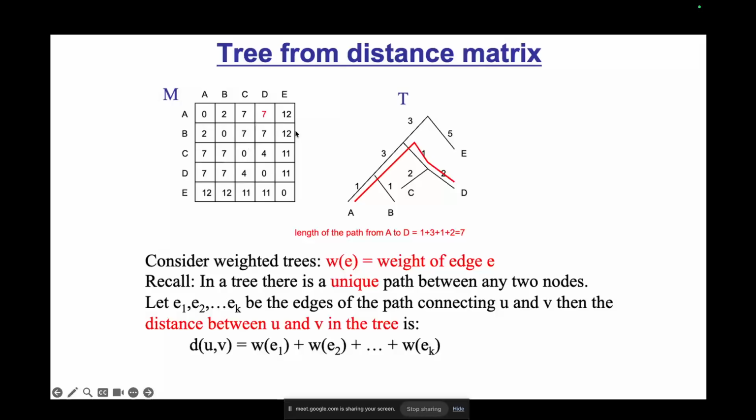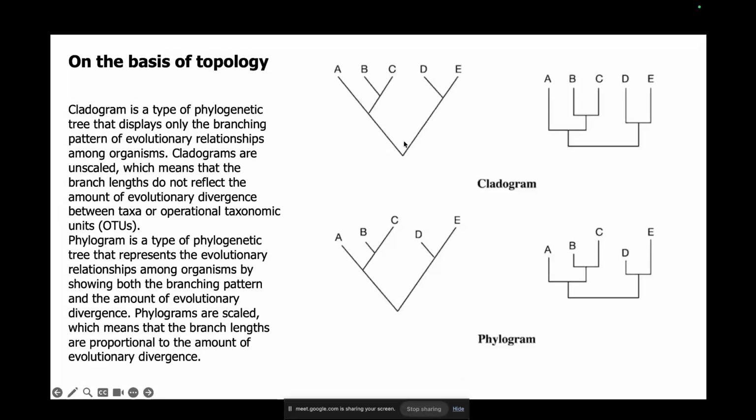So this is how distance between any two nodes in a phylogenetic tree is considered, right? So you'll have weights on each of these edges, because again, if you remember phylogram and cladogram, in cladogram you'll have weights, right? So the length of the branch will denote the weight of the branch, right?